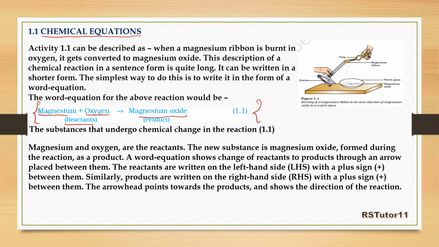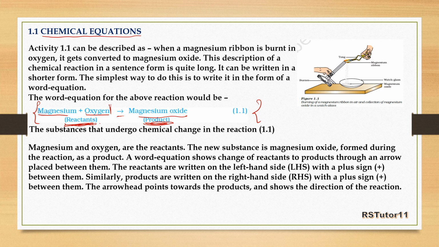Next, the substances that undergo chemical change. So which substance is undergoing the chemical change? That is reaction 1.1. Magnesium and oxygen are the reactants. The new substance, magnesium oxide, is formed during the reaction as a product. So the substances that react are called reactants, and they produce a product. What their answer will be, we call that a product. A word equation shows the change of reactants to products through an arrow placed between them. See, the reactants are basically written on the left hand side, and the products are written on the right hand side.